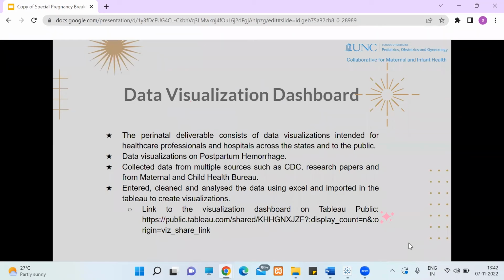So I collected the data from multiple sources, such as the CDC, various research papers, and also the Maternal and Child Health Bureau. I collected all the data, entered, cleaned and analyzed it, removed all the unnecessary data from the Excel, and imported all the data into Tableau to create visualizations. The link to the visualization dashboard is on Tableau Public. There's the link on the PPT. So let me show you the dashboard.